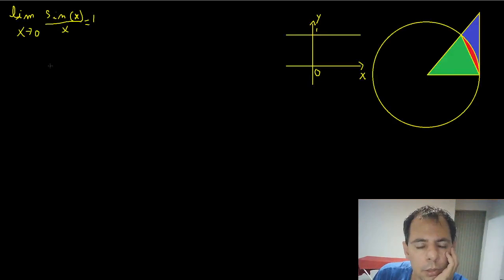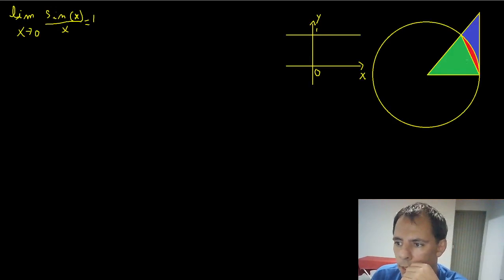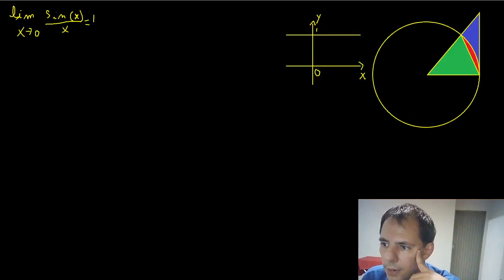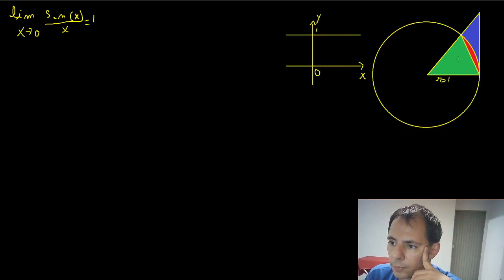Okay, so here's what I'm going to do first. I'm going to compare all these areas right here. Now here you have a radius that's equal to 1. This is the unit circle. And what is the base of this triangle here? The base of the green triangle is 1, times the height. The height right here is just the sine of this angle. x in this case is an angle.